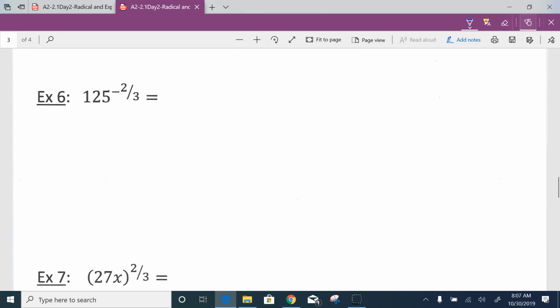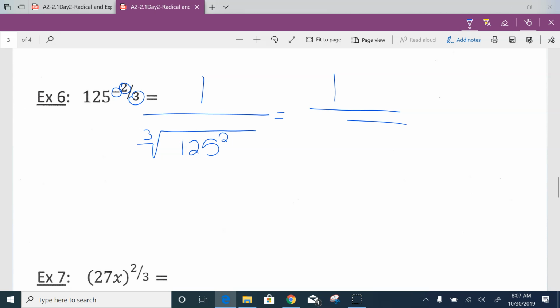So we have 125 to the negative 2/3. The first sign is that this negative means I'm going to have a fraction. All right? I'm converting everything into radical form because it's already in exponent form. So my radical symbol. What goes in the house? The base of 125. It is being raised to the 2nd power, and we want the cube or 3rd root of it. I don't know what 125 squared is, but I do know that 125 squared means that I have 125 times 125.